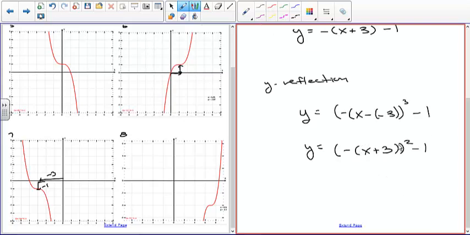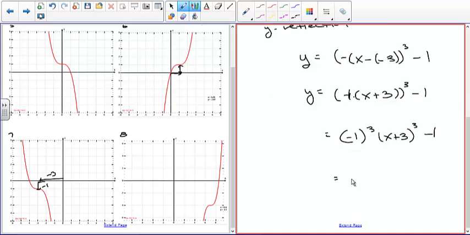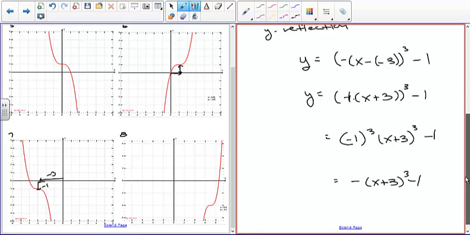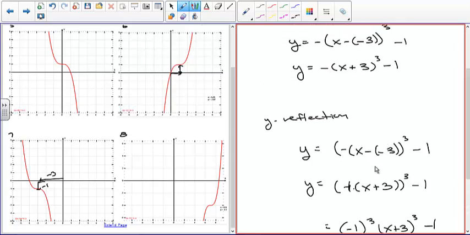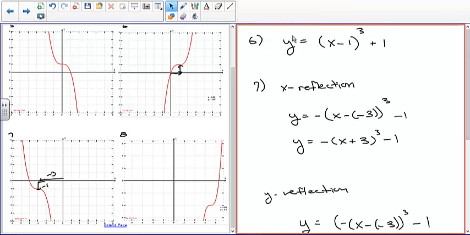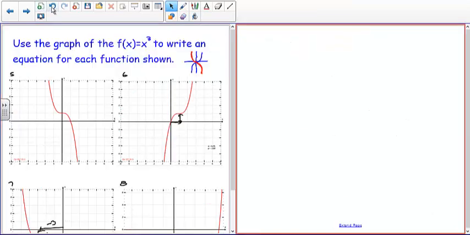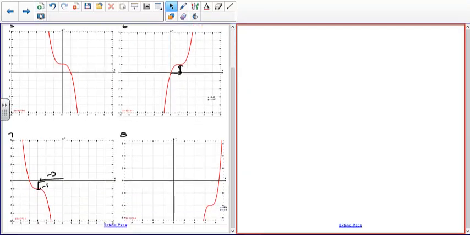But again, you can use the properties of exponents to take negative 1 cubed and this cubed. So that's the same as negative 1 cubed times x plus 3 cubed minus 1. But negative 1 cubed is just negative 1. So you can see that I get the same result, whether I do an x-axis or a y-axis reflection in this case. So that was 7. And then 8.